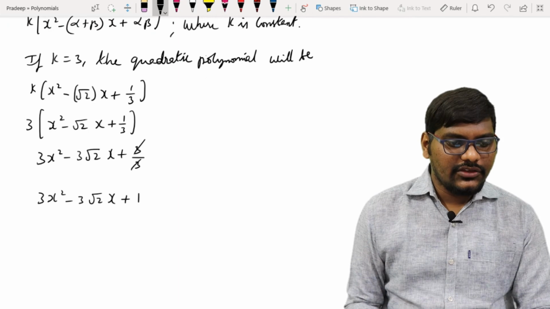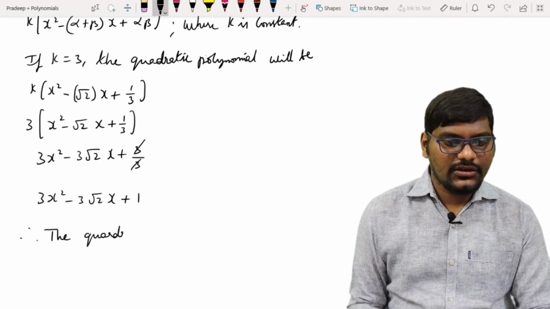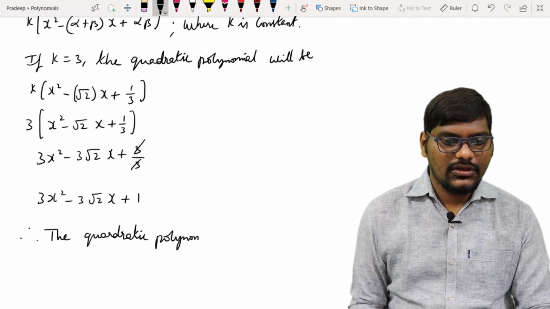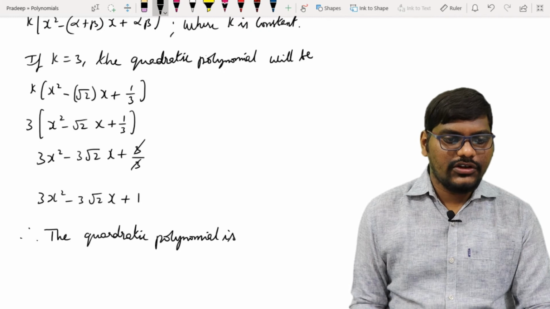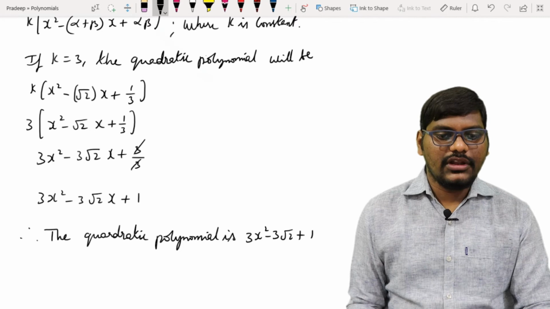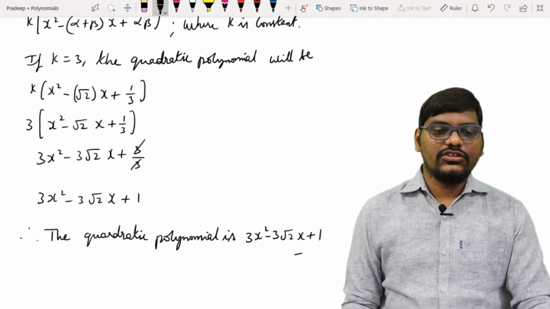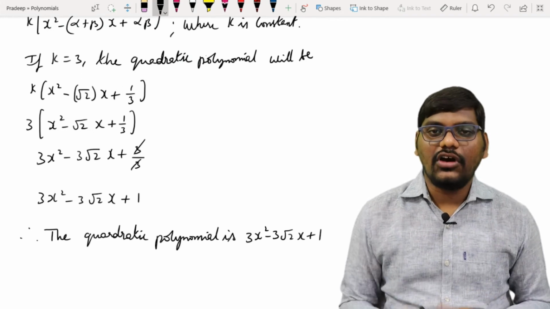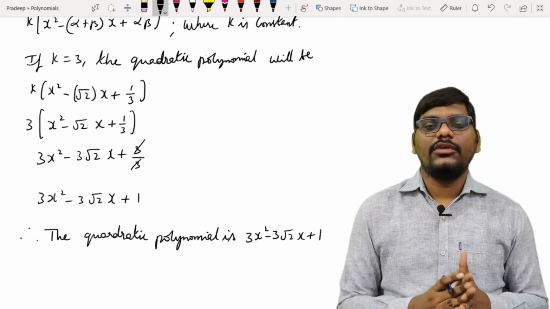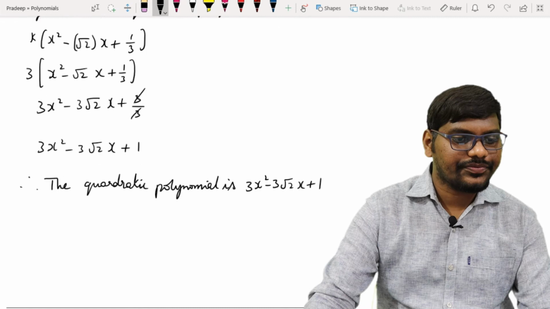So we can write, therefore the quadratic polynomial is, what is the polynomial? 3x square minus 3 root 2x plus 1. Of course x is there here, 3 root 2x plus 1. So this is the polynomial which we got by using the two values, the product and sum, which they have given. So let's see the next question also.